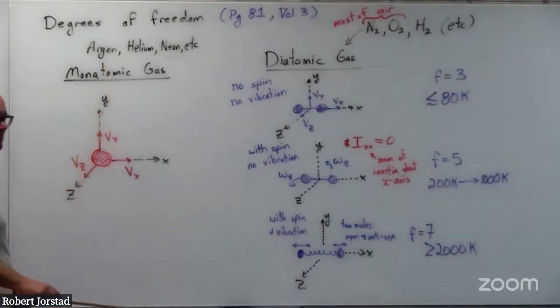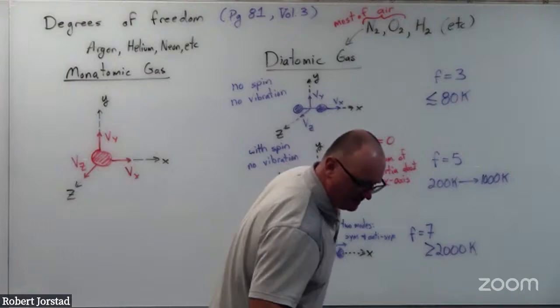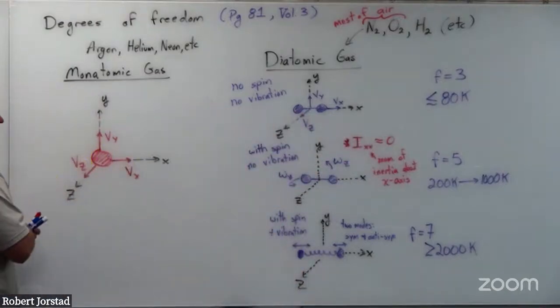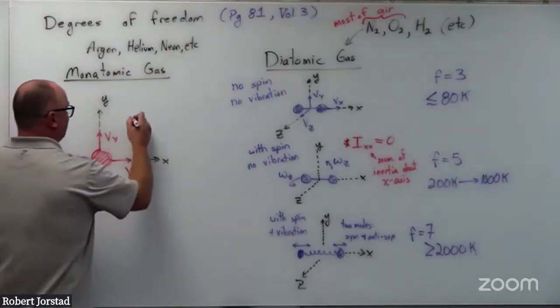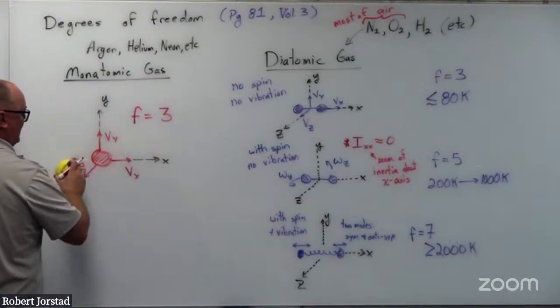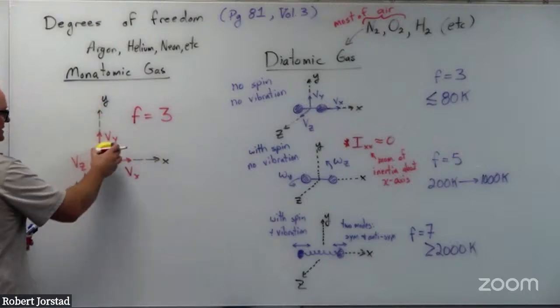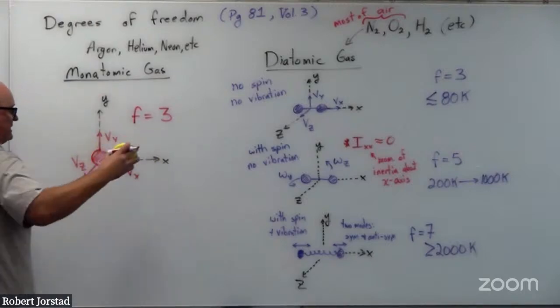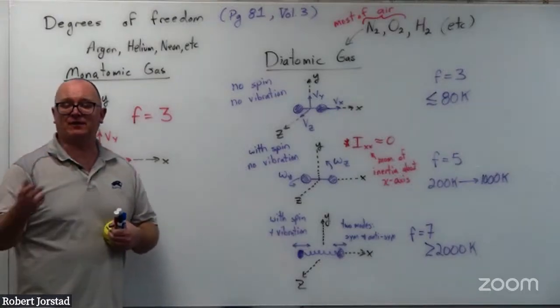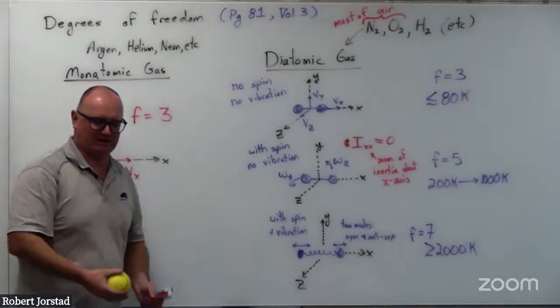So it's basically like a baseball or a softball here, right? And we say it has 3 degrees of freedom. It can move along the x-axis, y-axis, or z-axis, x, y, or z out of the page. And so those are the 3 degrees of freedom. It's free to move in 3 dimensions.